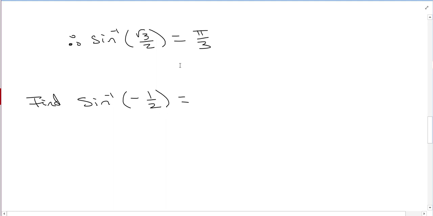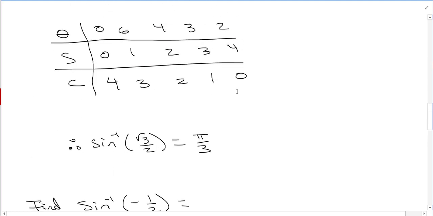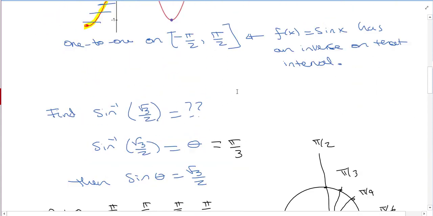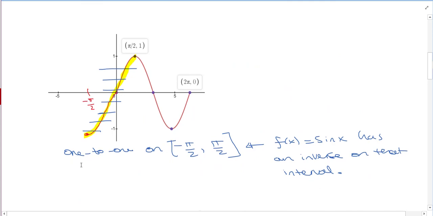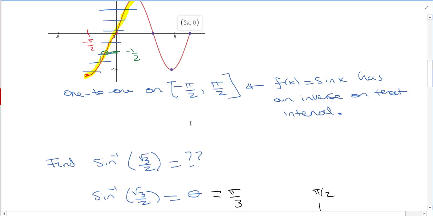Now, sine inverse of negative 1/2 is based on the fact that sine is one-to-one between negative pi over 2 and pi over 2. So when I'm looking for the angle that gives me negative 1/2, I'm going to be over here, so it should be a negative angle. And if you put that in your calculator, you should get a negative angle as well.